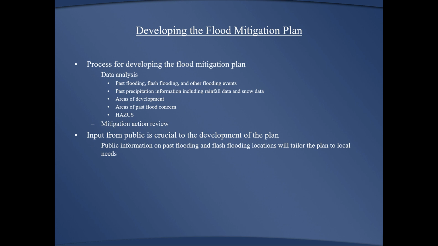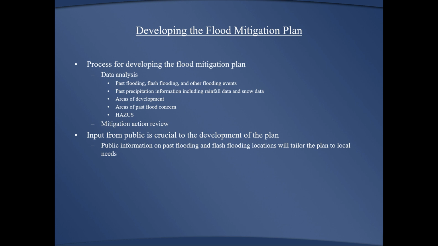So the first item is a data analysis, and that looks at all past flooding, flash flooding, and other flooding events like nuisance flooding that might have occurred in Calvert County. It also looks at past precipitation and data related to rainfall and snow data, and it looks at areas of development that might have occurred in Calvert County since the previous flood mitigation plan. It also looks at areas of past flooding occurrence, and we also take a look at hazards, which is another thing we're going to talk about in a slide or two.